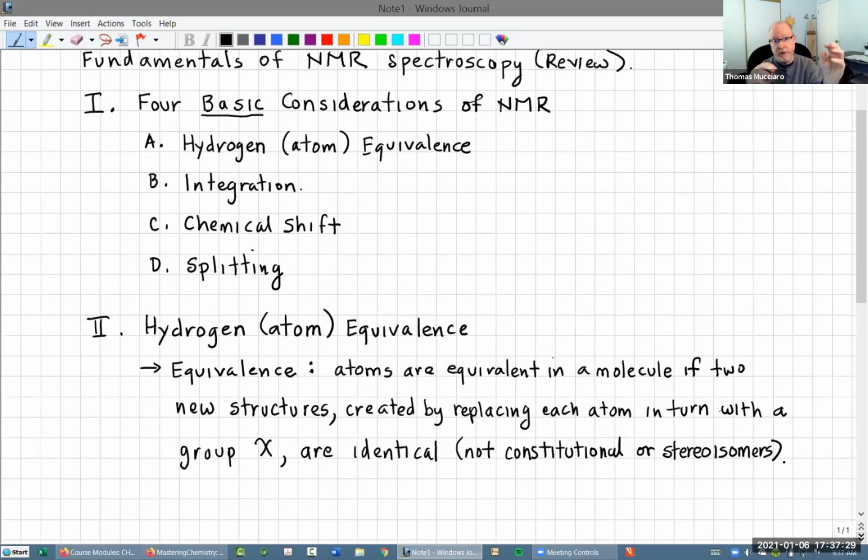So when I replace the first hydrogen with X, I get a new structure. When I replace the second hydrogen with X, I get a new structure, right? So I've replaced each of them one at a time and then put it back to a hydrogen after I did, right? Then I compare the two structures, or maybe there's more structures, and I say, are they identical, right? And comparing structures was a skill that we talked about very early last semester. We started with constitutional isomerism, right? To have the same connectivity, but then we looked at stereoisomers, and it turns out that if they're constitutional isomers, there's a good chance they're not equivalent.